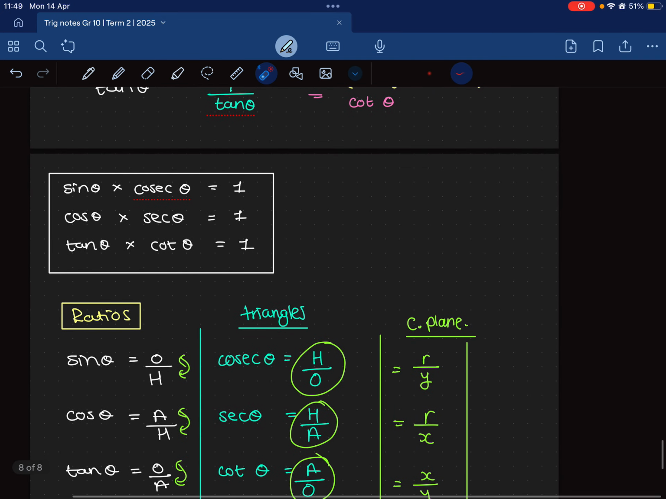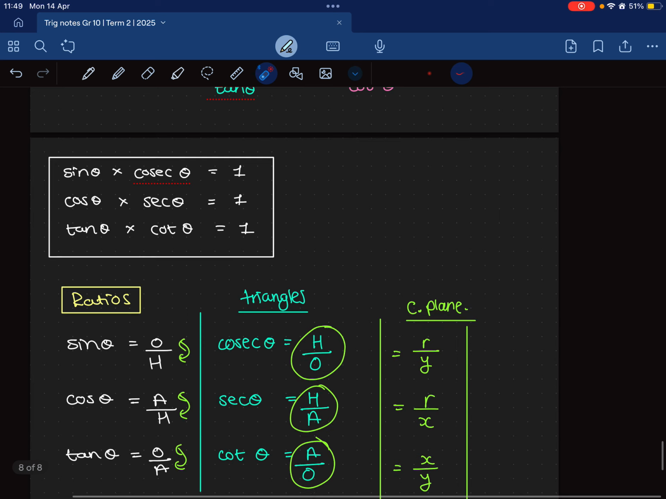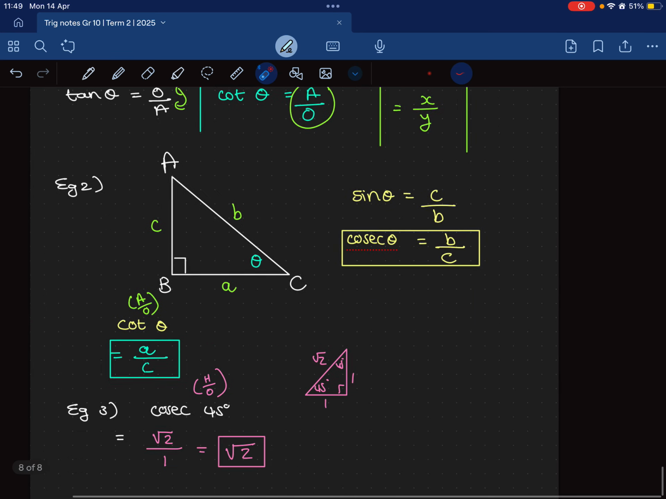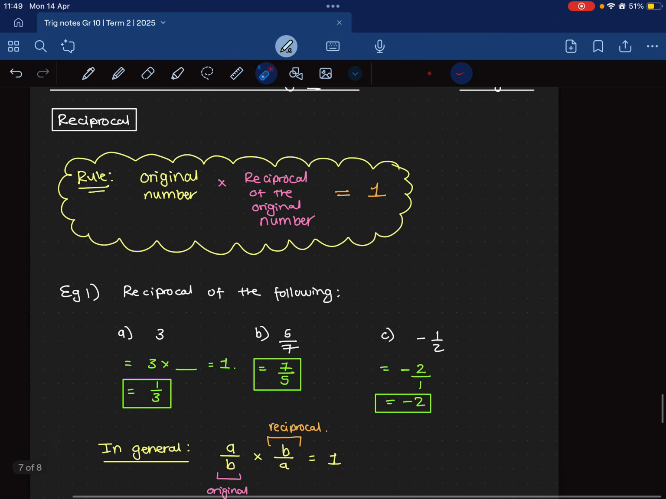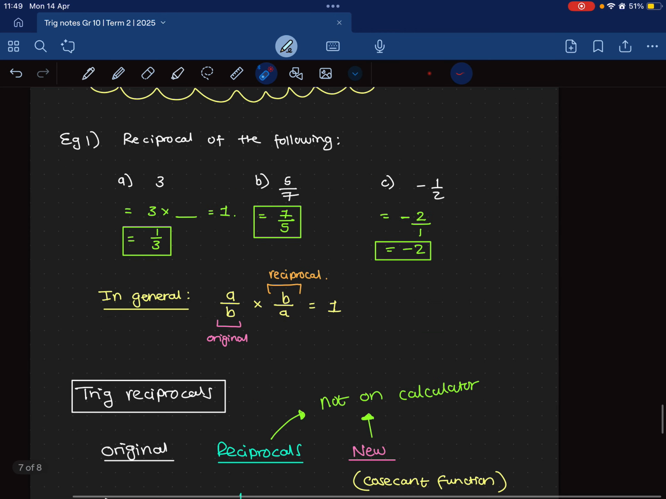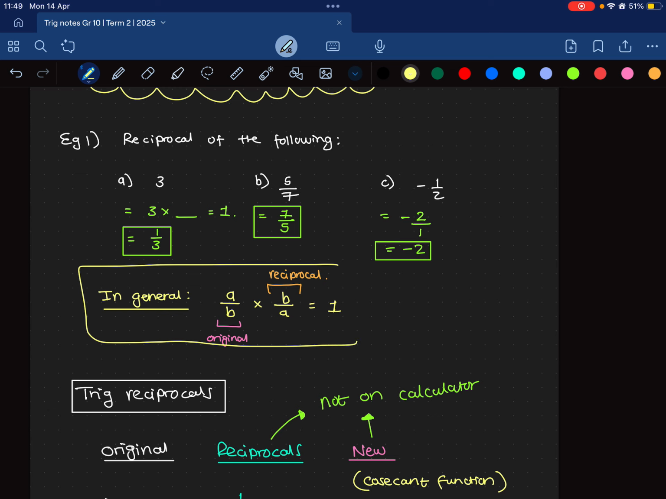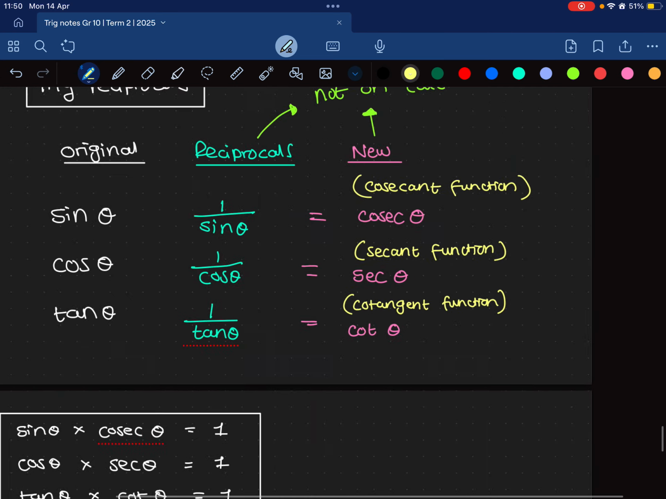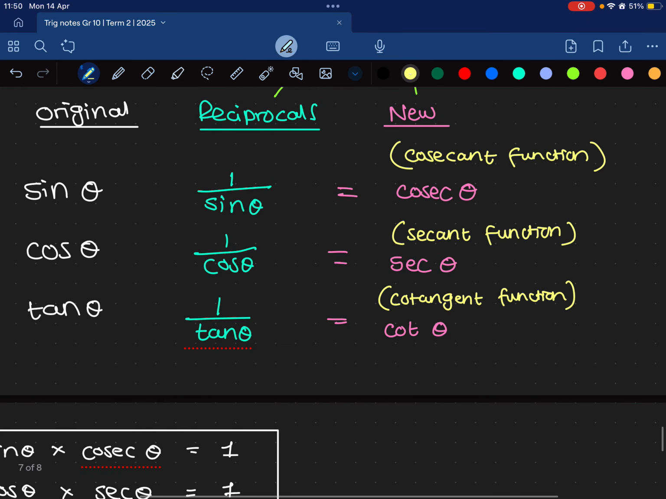Okay, but that is essentially everything. Okay, so it's not too tricky. All it is, if you can remember what a reciprocal is using this rule here, and stating that, okay, well, if I swap my numbers around on a fraction, then I would have the reciprocals, then it should be quite straightforward to remember these functions here.